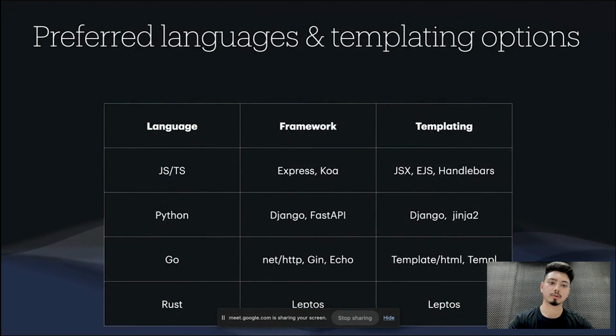So preferred languages and templating options we have. For JavaScript and TypeScript, we have Express, Koa, and for templating, we can use JSX, EJS, or Handlebars, and the same goes for the other languages.